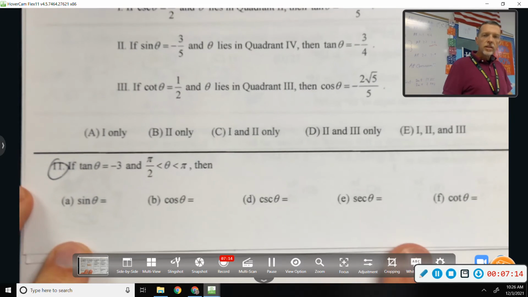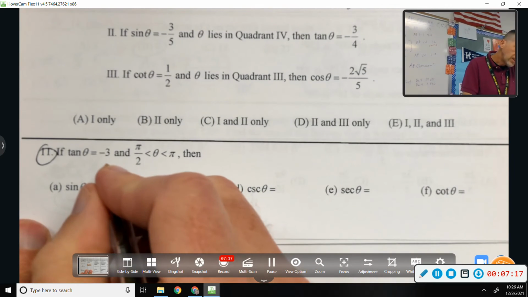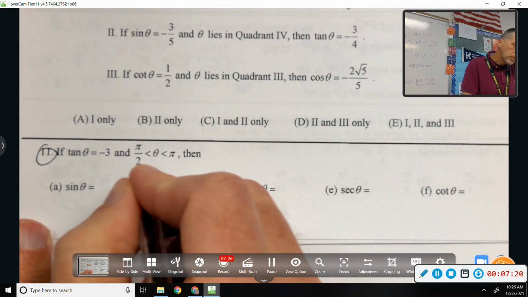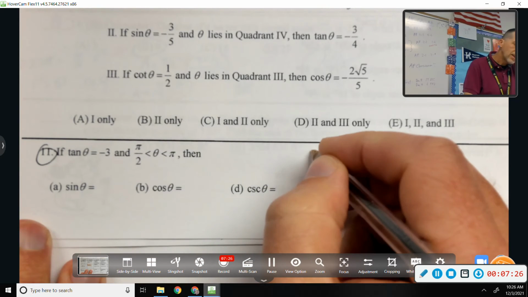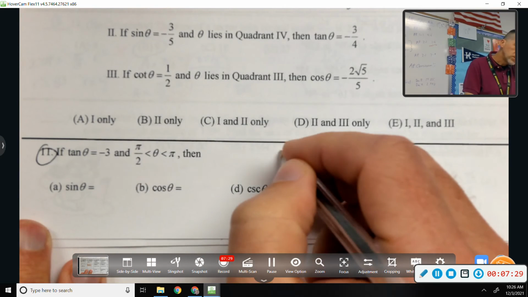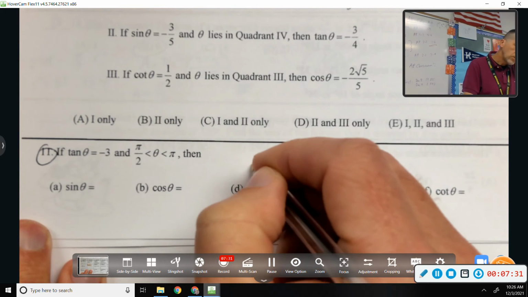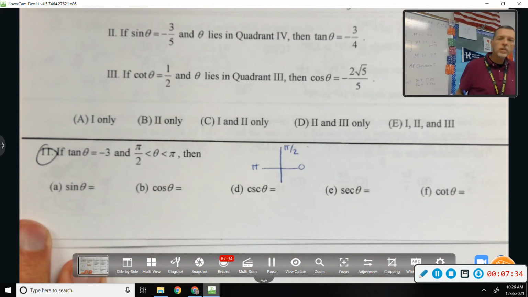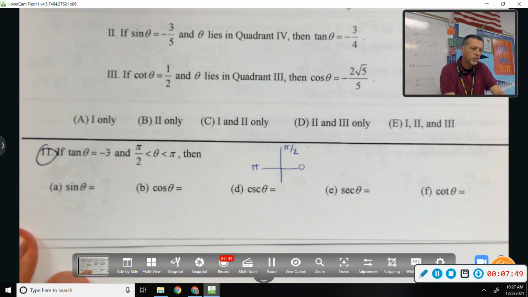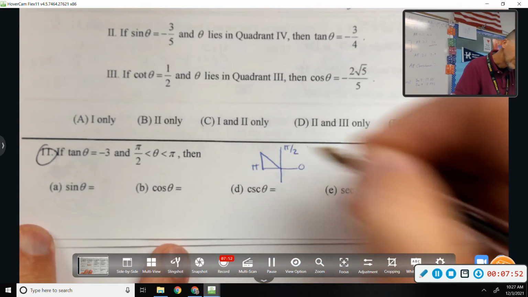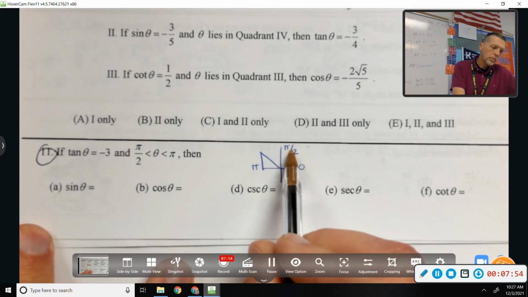Number 11. Tangent is negative 3, and theta is between pi over 2 and pi. We haven't seen one quite like that, but if we think back to what the angles look like, that was 0 and pi over 2. So this is just trying to tell me where to put the angle. Rather than saying sine's positive or cosine is negative, it just tells me the angle's between pi over 2 and pi. So I'll draw it in the second quadrant, because that's between pi over 2 and pi.